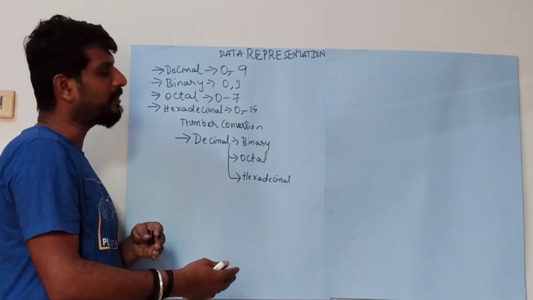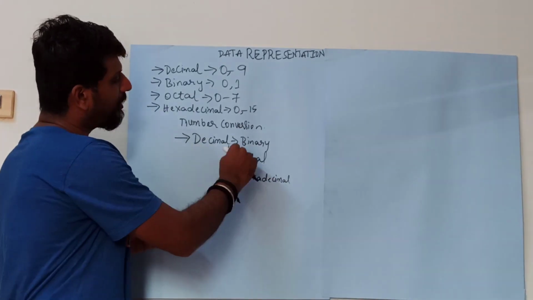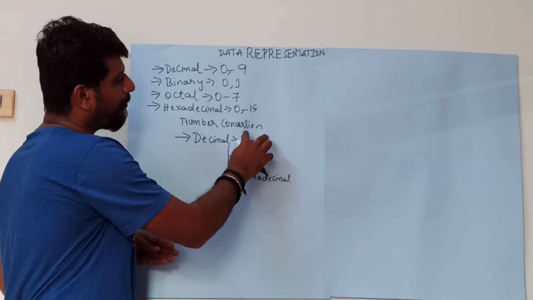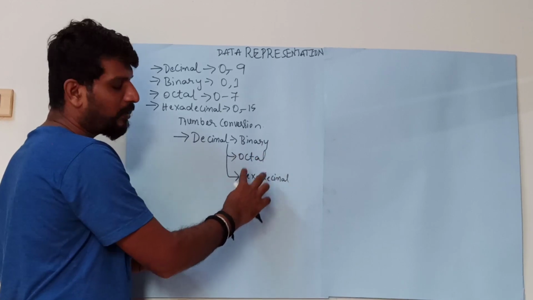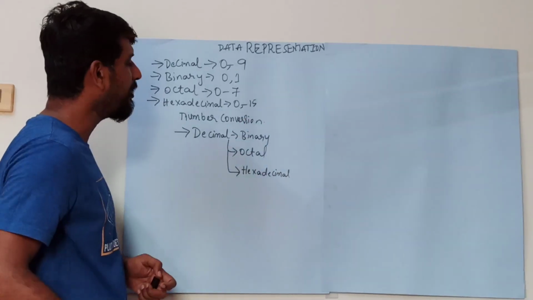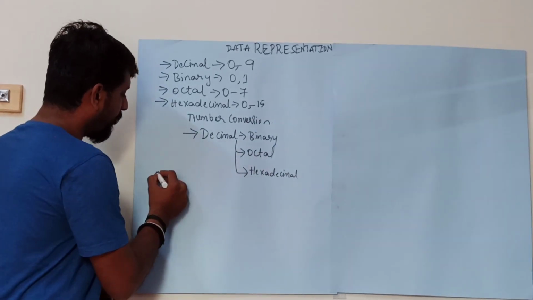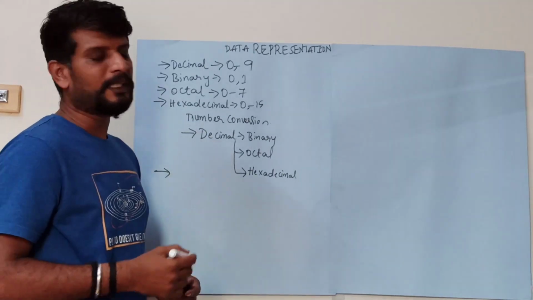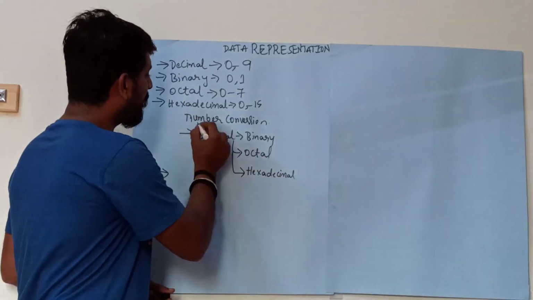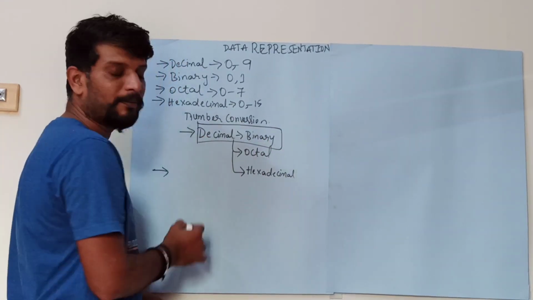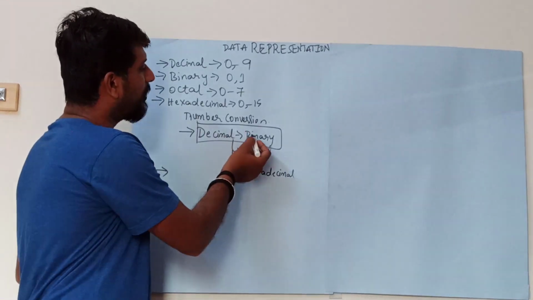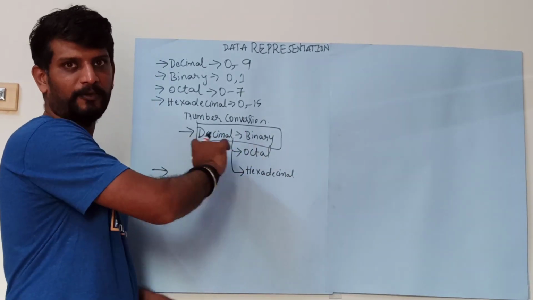Next, in the further classes, let us see how exactly to convert the other combinations, that is, binary to octal and octal to hexadecimal. Let us discuss that in the further classes. Now, in this class, we will be seeing how to convert the decimal number into a binary number, and how to convert the binary number into a decimal number if possible.